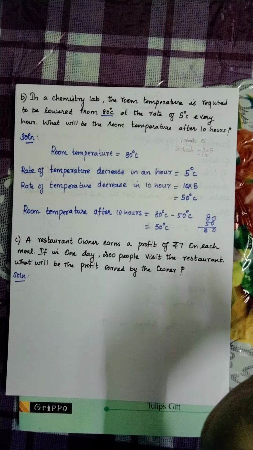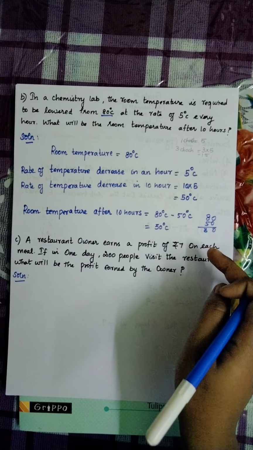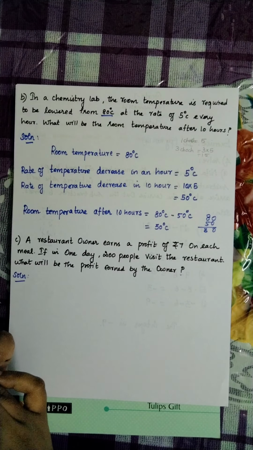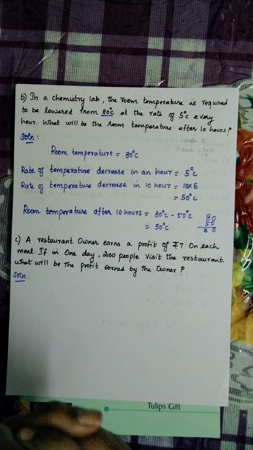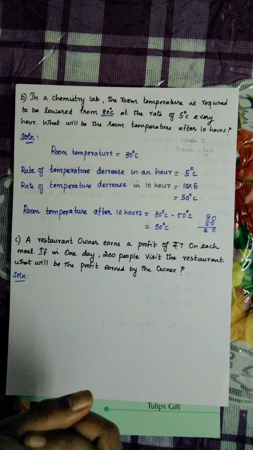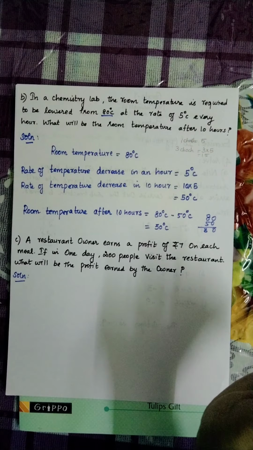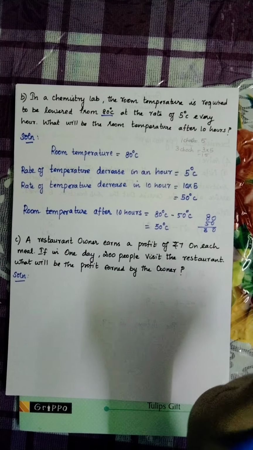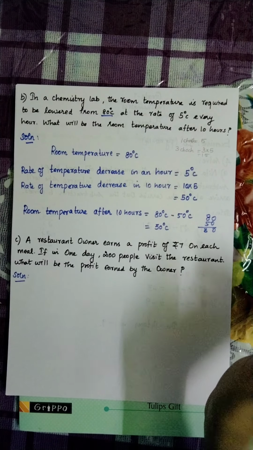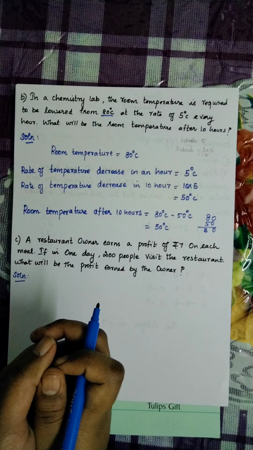Okay, our next question is, a restaurant owner earns a profit of rupees 7 on each meal. If one day 200 people visit the restaurant, what will be the profit earned by the owner? Okay, you will understand the question. The restaurant owner earns a profit of rupees 7 on each meal. For each meal, the restaurant owner earns a profit of rupees 7. If in one day 200 people visit the restaurant, they are asking what will be the profit earned by the owner. Do you all understand?